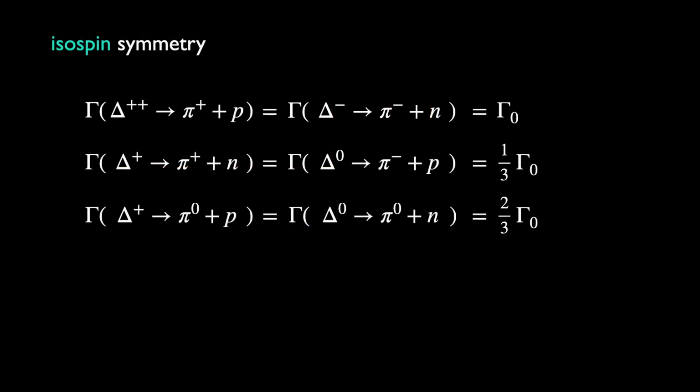So these are the consequences of the isospin symmetry of the strong interaction on the decay of delta particles. They agree with what we observed in experiments to a good approximation.